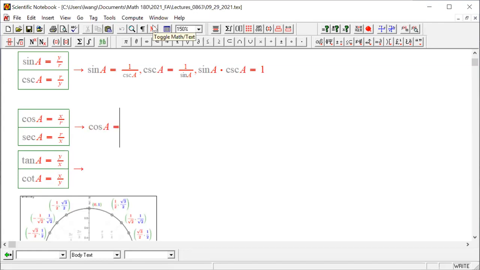We just cannot stay here forever. That's why I want to send you to the identity deriving part. So these are the very basics. Secant A equals 1 over cosine A, which we used yesterday.